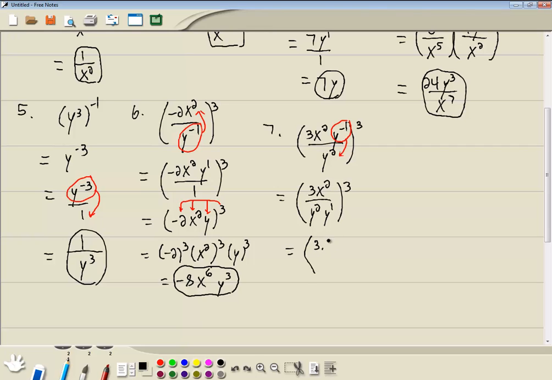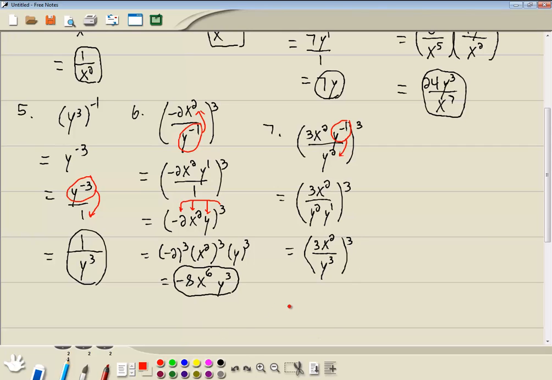Can still do a little bit of simplifying inside the parentheses. Y squared times y to the first, y to a power times y to a power, you're going to add the exponents. 2 plus 1 is 3. So we got y to the third power. All of it raised to the third power.